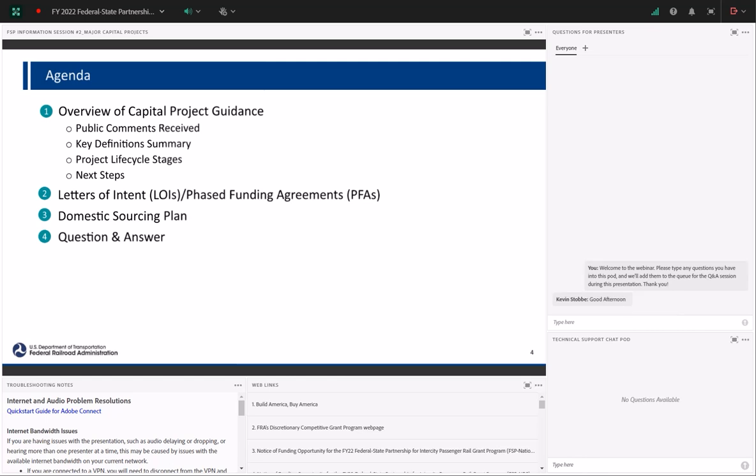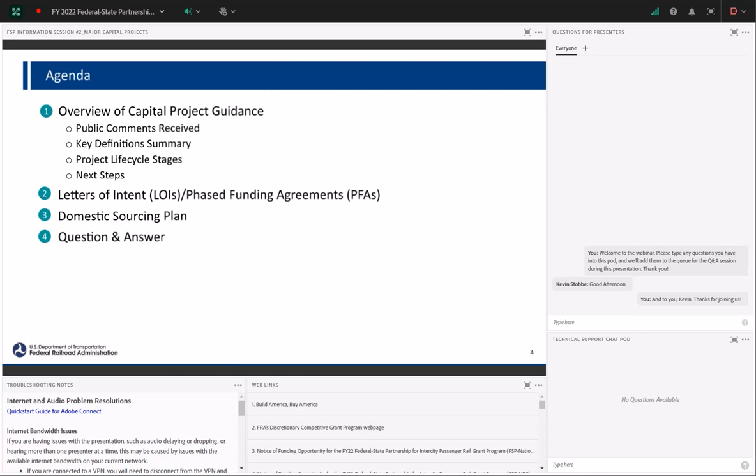Then we'll jump into letters of intent and phase funding agreements. Just to level set expectations, we're really going to try and explain what the statute says and how FRA is approaching it at a very, very high level. So just bear with us on that. I'm sure there's going to be a lot of questions pertaining to the letters of intent and phase funding agreements and how FRA is planning to put those into practice. Unfortunately, we're probably not going to be able to answer too much detail on that, but please feel free to ask the questions, and to the extent we can, we will provide an answer.